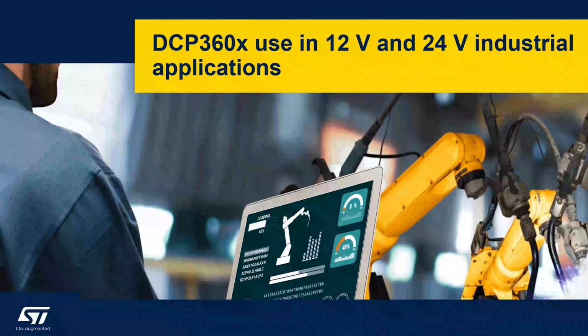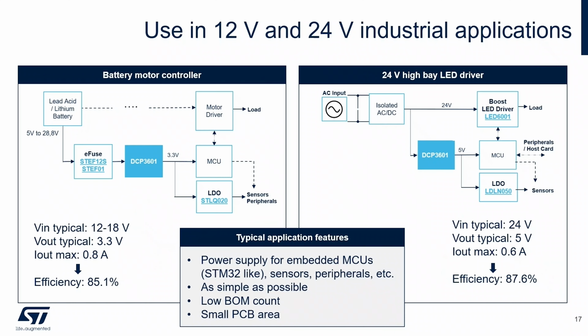And this device, even though it's a 36-volt buck, is thought for industrial applications, typically applications that are powered from 12 and 24-volt industrial buses, and for which you can see here a couple of block diagrams. These are, as you know, industrial is a very fragmented market, but 12 and 24 volts are very common voltage rails.